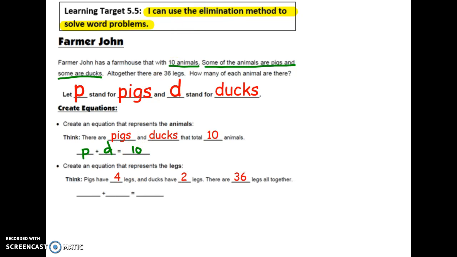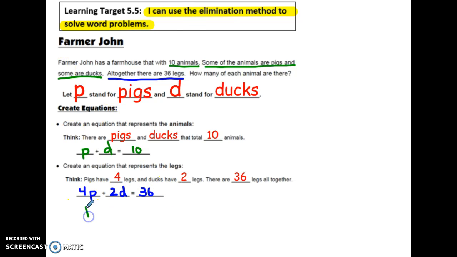Your next equation will be found if you read a little bit further. Altogether there are 36 legs in this scenario. So what you need to think about is that pigs have 4 legs, hopefully, and ducks have 2 legs. If there are 36 legs all together, this is where we use our variables again. 4 legs for every pig, 2 legs for every duck, add it all together equals 36.